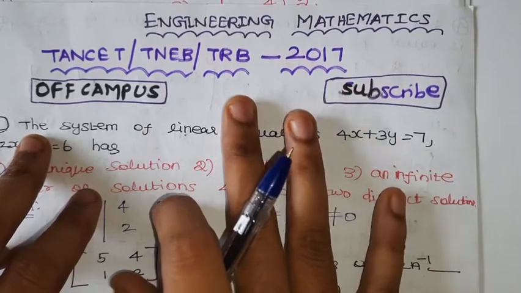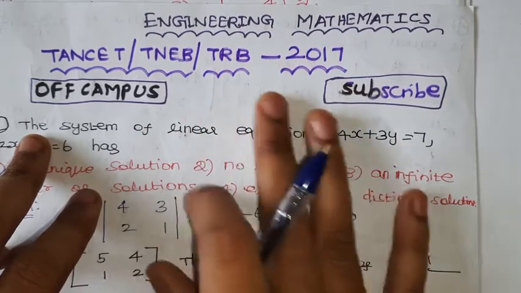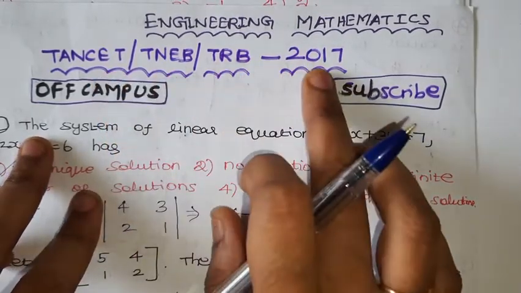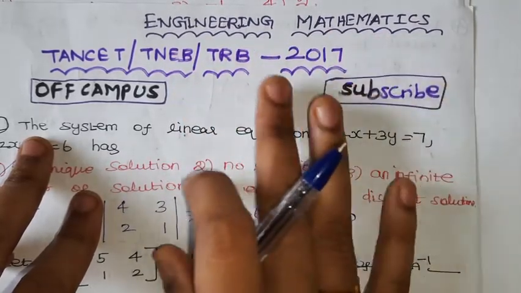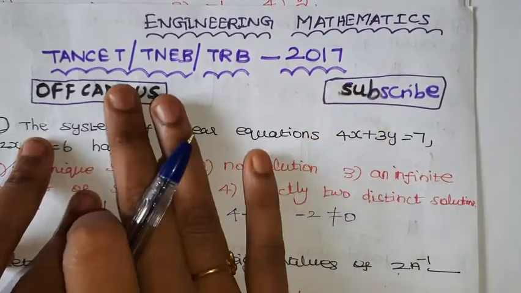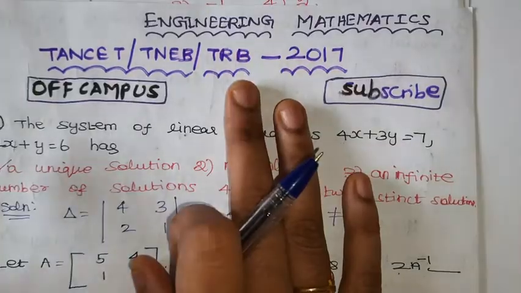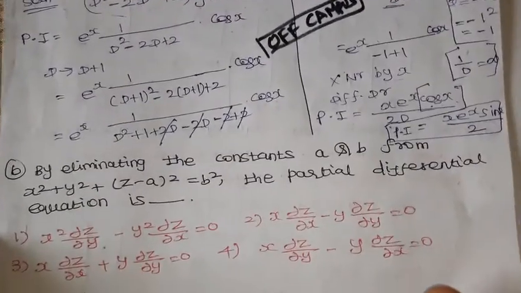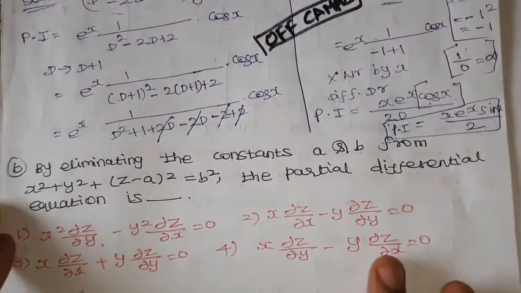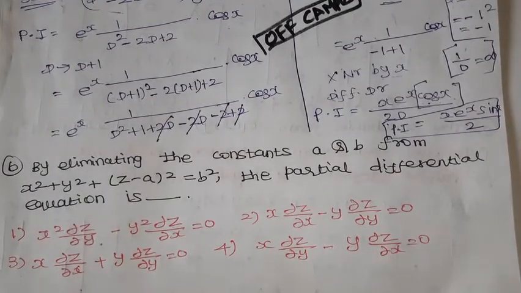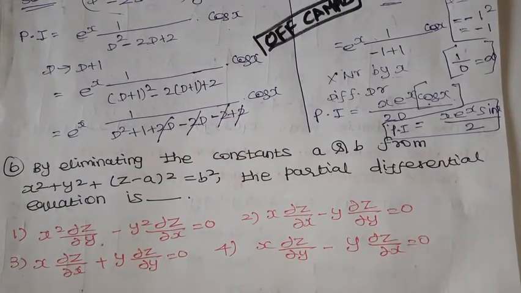In this video, this is the continuation of a previous video. Previously we have solved TANSET 2017 engineering mathematics section. We have solved questions 1 to 5 already. We are going to solve from problem number 6 here. If you are not watching those videos, kindly check the playlist. So let's start the video.